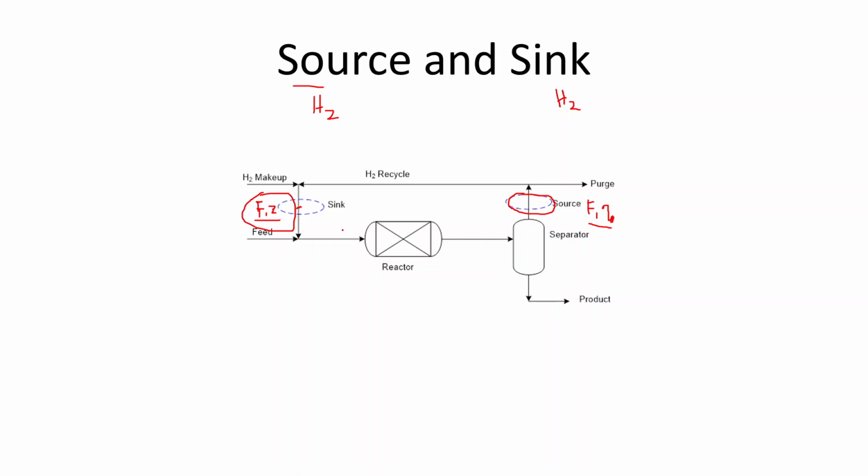So from here, if we know the hydrogen makeup amount and concentration, how much is the purge and its concentration, and typically how much is the hydrogen recycle, since it goes via a compressor so we have that flow rate, then we can calculate the flow rate and hydrogen concentration in the sink, and in the source.